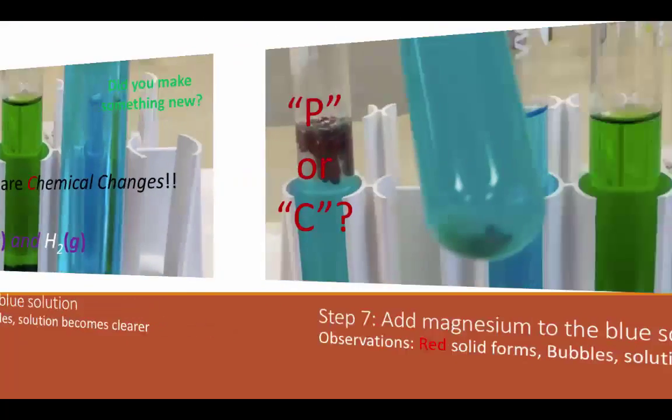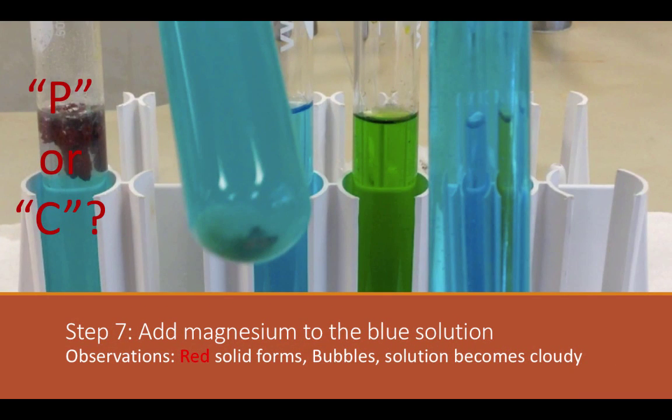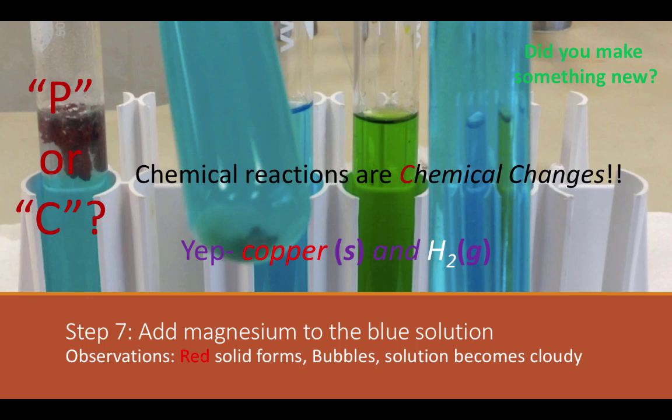In the next test tube, you added a piece of magnesium metal. You should have observed a red solid, the formation of bubbles, and the solution became cloudy. Did you make something new? Once again, you have a color change, and you also have a new phase produced, a gas. Magnesium metal reacts with copper chloride solution just like aluminum metal does. So this was definitely a chemical change.